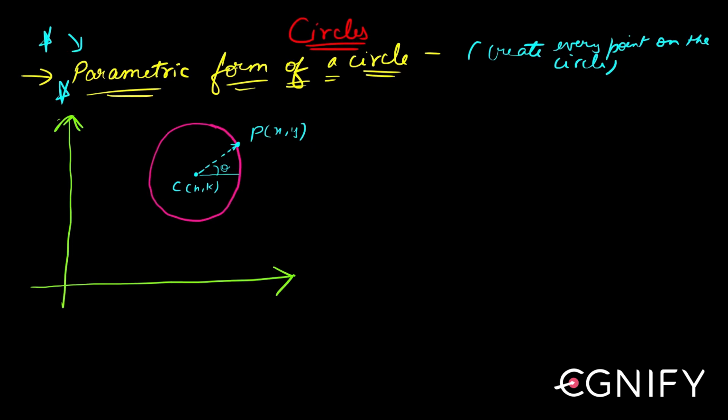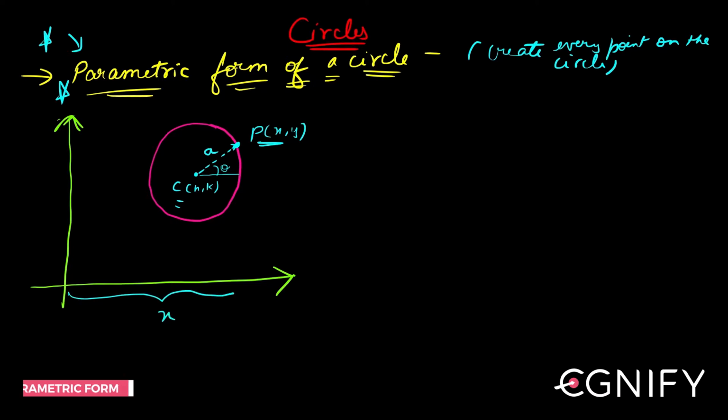So I know the center of the circle, I know the radius, let the radius be some a. How do I find the equation in the parametric form? That is the question. If you look at this general point, what is this pink circle? It is a collection of infinite points. I'm picking up one point from that and I'm calling it x, y.